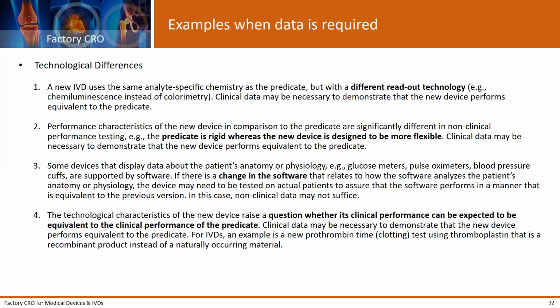Second example, when we speak of technological differences. For example, bullet number 2, the predicate device is rigid, whereas the new device is designed to be more flexible. 3, when there is a change in software. Or when the technological characteristics of the new device raise a question whether its clinical performance can be expected to be equivalent to the clinical performance of the predicate. Okay, please advance.